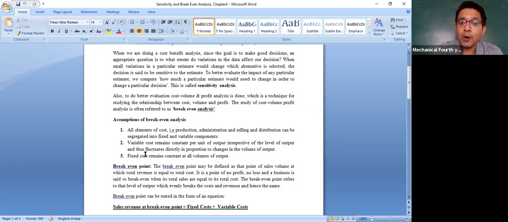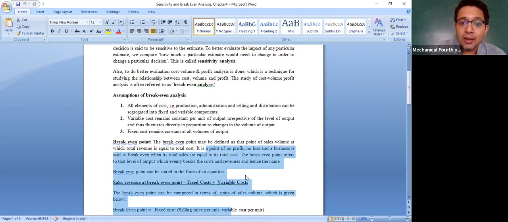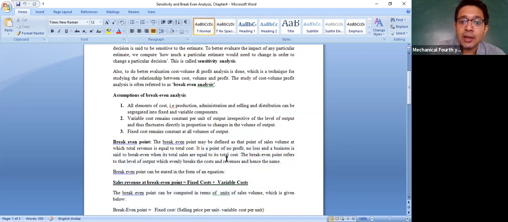कॉस्ट होएगा. So break even point, the break even point may be defined as that point of sales volume at which total revenue is equal to total cost. I repeat again, the break-even point may be defined as that point of sales volume at which total revenue is equal to total cost. यानी कि आपका जितना भी revenue हुआ, revenue is income, वो उतना income is equal to total cost, right?